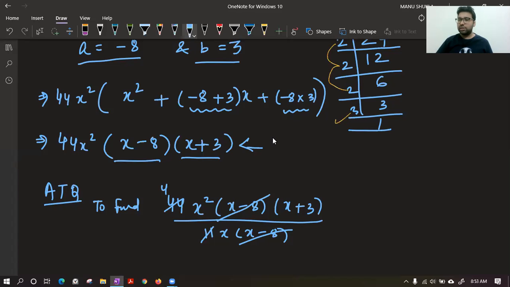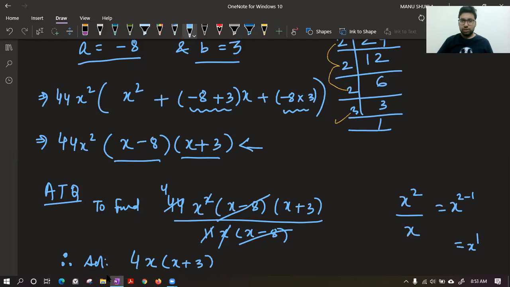Class, we have understood this thing. If we have x square above and x below, what will happen? It can be written as x power 2 minus 1, and the answer will be x power 1 only. So we can cut this power 2 and leave the x over there. It is just a notation that we have cut the power 2. And the final answer, therefore the solution, is 4x x plus 3.